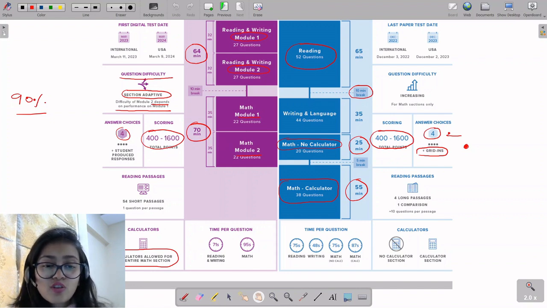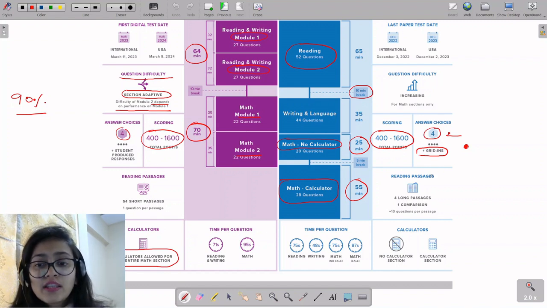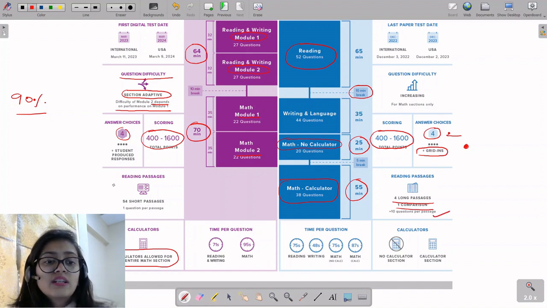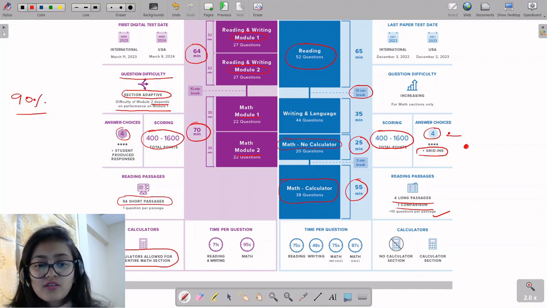digital version. So for example, here is one point of difference in the reading passages. In the paper version, you used to get 4 long passages and 1 comparison, and you used to have 10 questions per passage. Now in the digital version, you will be getting 54 short passages with 1 question per passage. So that's the difference between the reading sections.